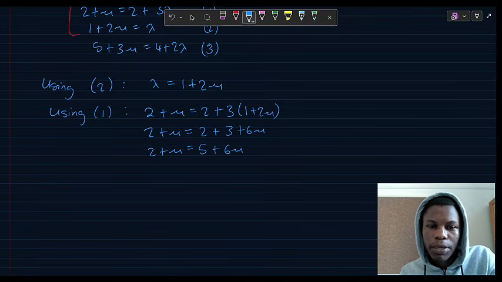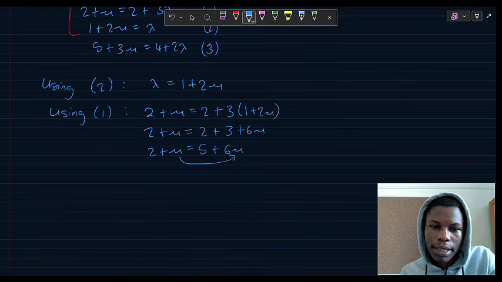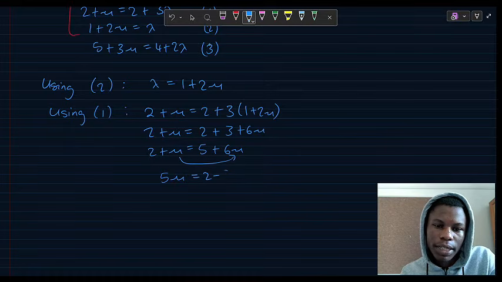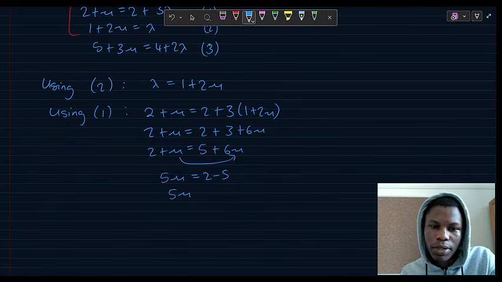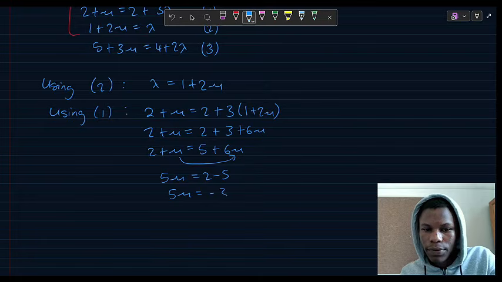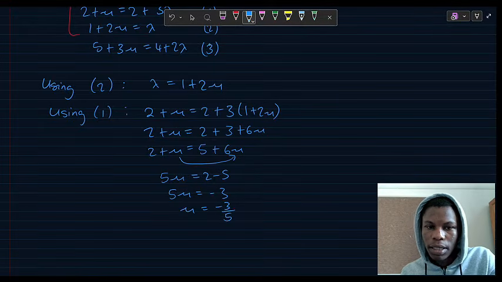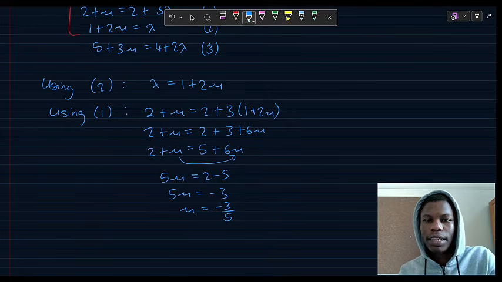And then let's make mu subject of the formula. So move this to that side. You've got 6 mu minus mu gives us 5 mu. And then we've got 2 minus 5 there. So 5 mu is equal to negative 3. Mu has to be negative 3/5. So we know that mu is negative 3/5.